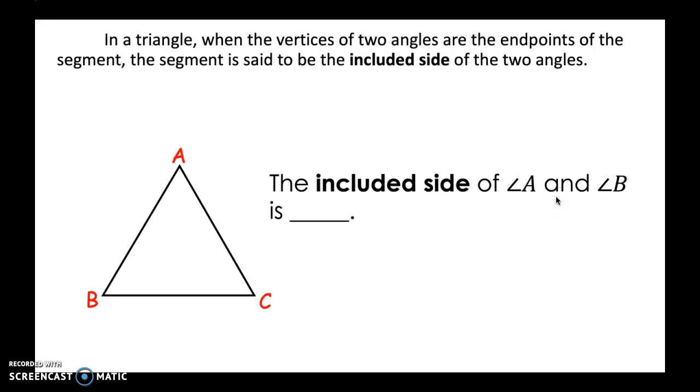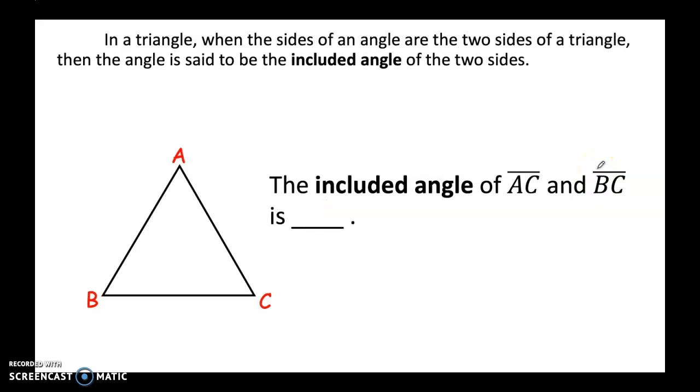So let's have first a review. In a triangle, when the vertices of two angles are the endpoints of the segment, the segment is said to be the included side of the two angles. So the included side of angle A and angle B is, let's identify first the vertices of the two angles. For angle A, the vertex is of course point A, and for angle B, the vertex is point B. So the endpoints of the segment AB is said to be the included side of angle A and angle B.